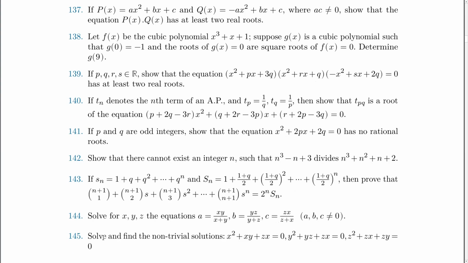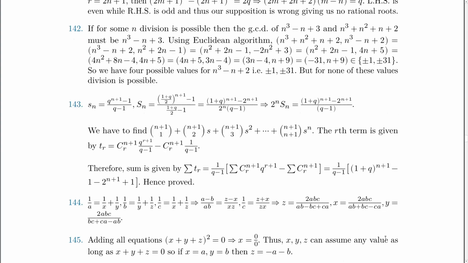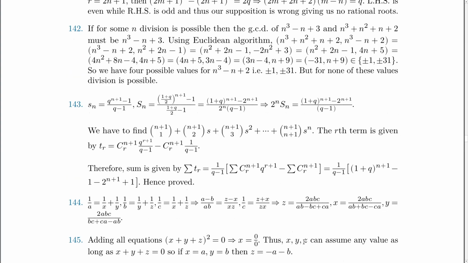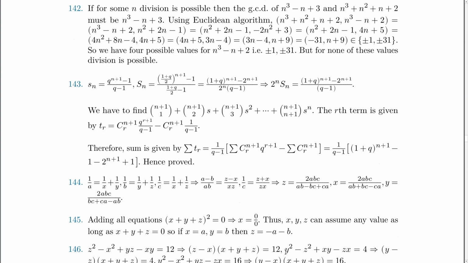Question 145 says solve and find the non-trivial solutions of the system of equations x^2 + xy + zx = 0, y^2 + yz + zx = 0, z^2 + zx + zy = 0. So in this, we add all the equations and we get (x+y+z)^2 = 0, which implies that x+y+z = 0. So x, y, z can assume any value as long as x+y+z = 0. So if x = a, y = b, then z = -a-b. So that is the solution.